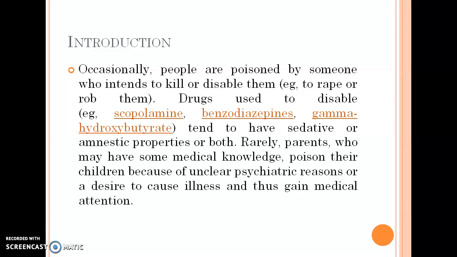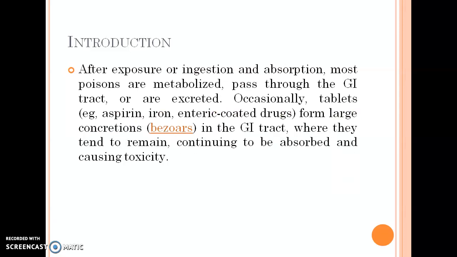Occasionally, people are poisoned by someone who intends to kill or disable them, for example, to rape or rob them. Drugs used to disable, for example, scopolamine, benzodiazepines, gamma-hydroxybutyrate, tend to have sedative or amnestic properties or both. Rarely, parents who may have some medical knowledge poison their children because of unclear psychiatric reasons or a desire to cause illness and thus gain medical attention.